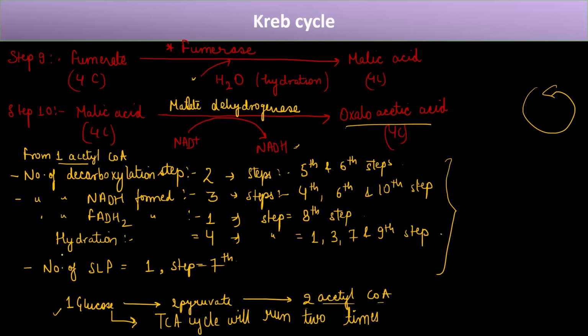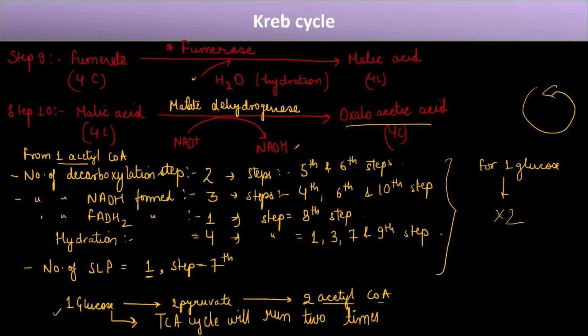So if the question is about one acetyl CoA, fine, but if the question is what will happen in the case of one glucose molecule, then all of these numbers will double, right? For one glucose, if something is asked, all of these numbers will be doubled. So the number of decarboxylations will be 4, the number of NADH will be 6, the number of FADH2 will be 2, hydration 8, and the number of substrate level phosphorylations 2. Okay. So this is for one glucose molecule.